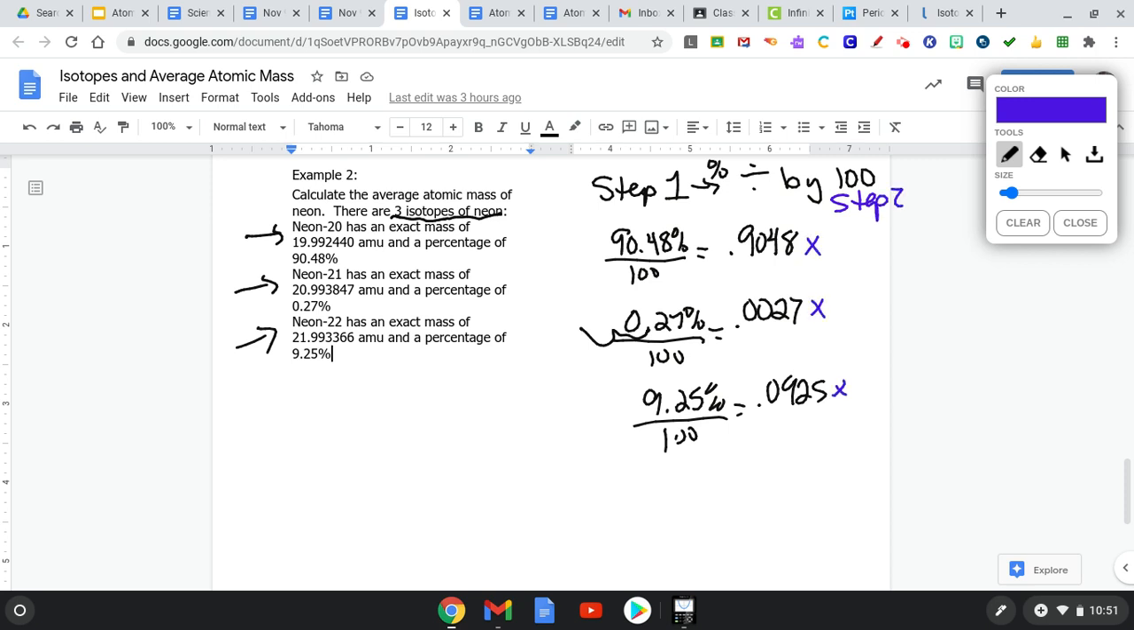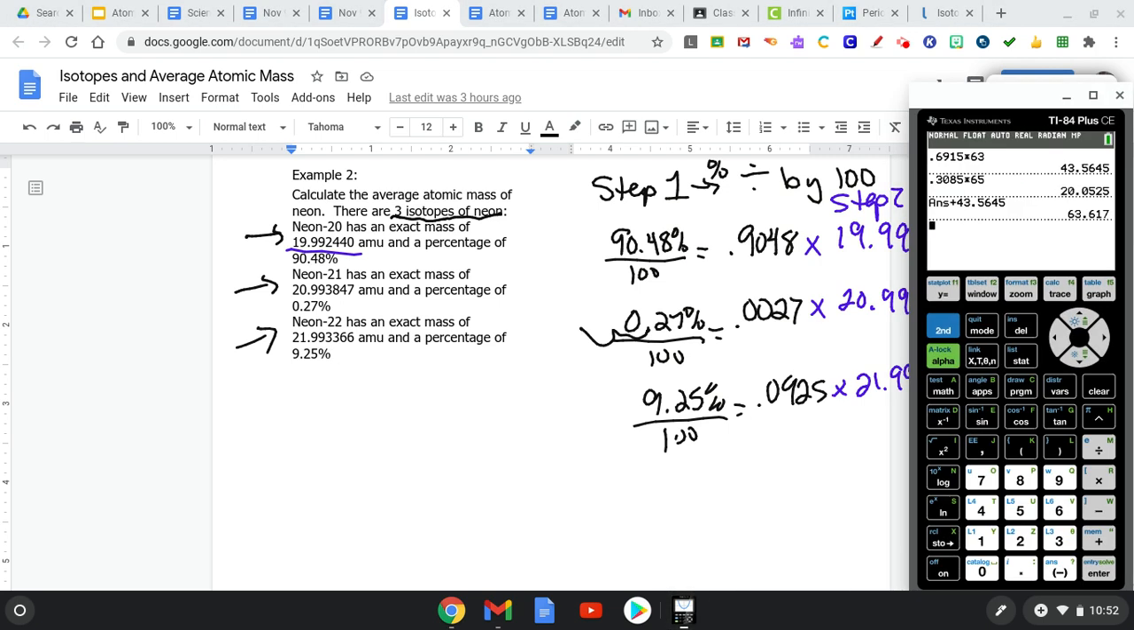So I need to go back. Okay, the mass that goes with this is 19.992440. You might say, Ms. Watson, why do I have to use that big number? Why can't I just use 20? This is going to give you a closer answer, or a better answer that's going to be closer to the answer on the periodic table. 20.993847 was the second one, and then the next one was 21.993366.